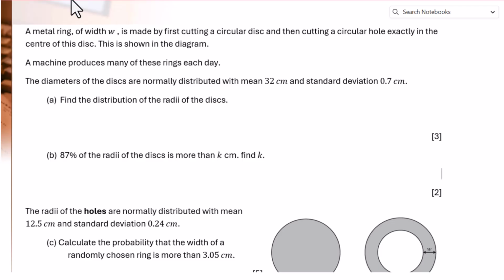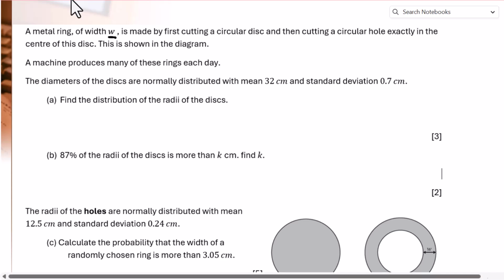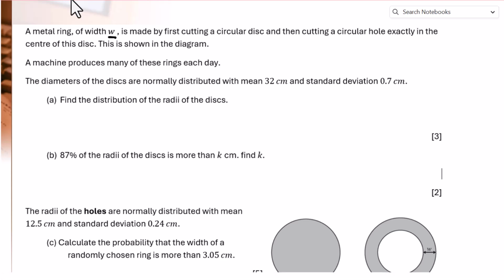A metal ring of width W is made by first cutting a circular disc and then cutting a circular hole exactly in the center of this disc. This is shown in the diagram. A machine produces many of these rings each day.